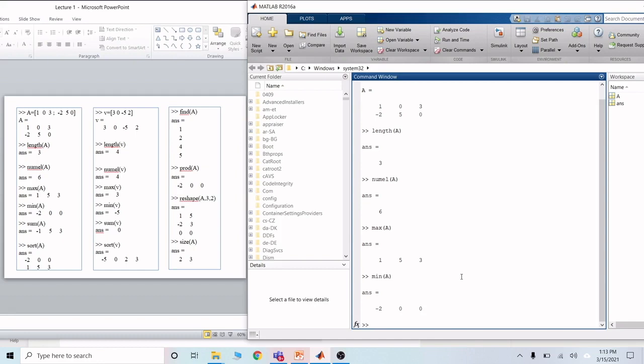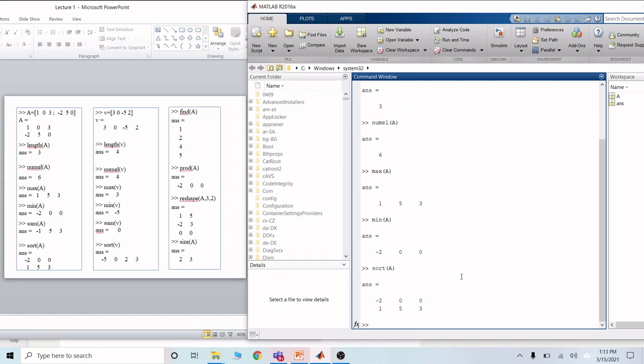Sort. It will sort each column from minimum to maximum, in increasing order. The first column is -2, 1. The second column is 0, 5, already sorted. The third column is 3, 0, and it will convert to 0, 3. Okay, minimum to maximum.